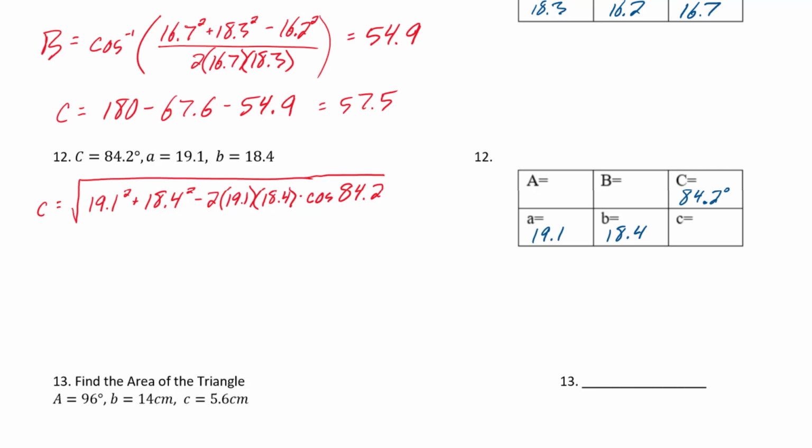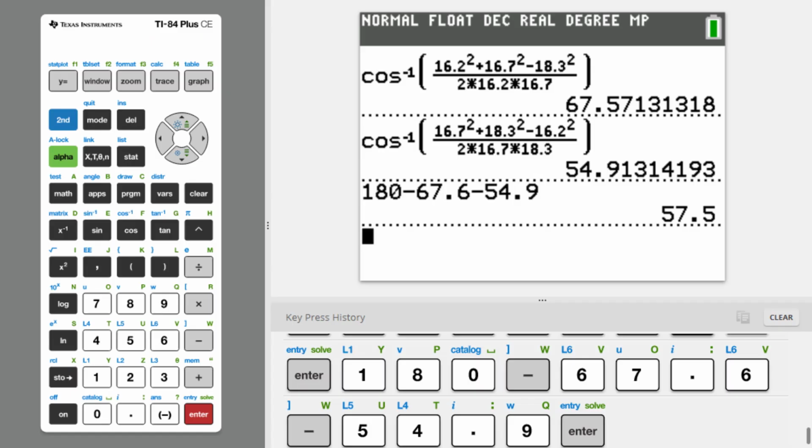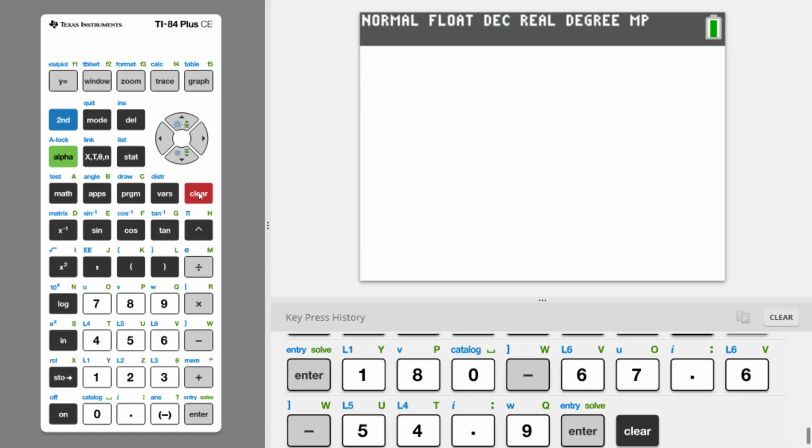So at this point, again, all of this will turn into a type-into-the-calculator situation. So let's go ahead and bring that up. I can't find my mouse. There we go. Clear out all that stuff just so it's not as distracting.